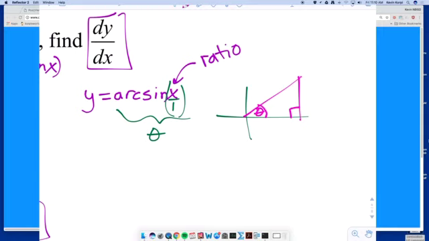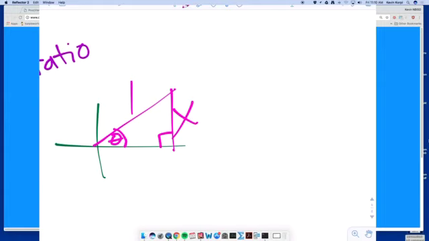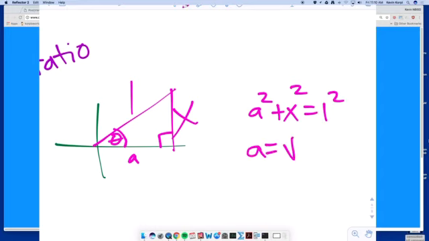Sine, remember, in terms of x, y, and r, was y over r. Or in terms of SOHCAHTOA, it was opposite over hypotenuse. So from the reference angle, the opposite side is x, the hypotenuse is 1. Or y over r, however you want to do it. And of course, once you have two of three sides of a right triangle, you can always find the third side by the good old Pythagorean theorem. So if you want to call this a temporarily, a squared plus x squared equals 1 squared. If you solve for a, you get the square root of 1 minus x squared.